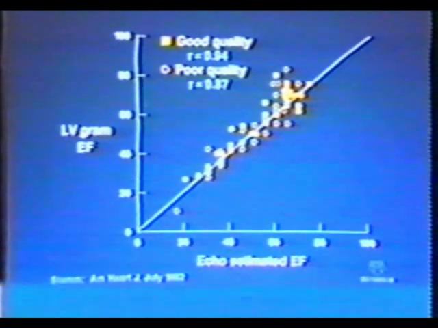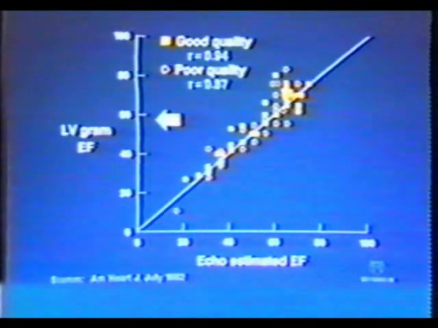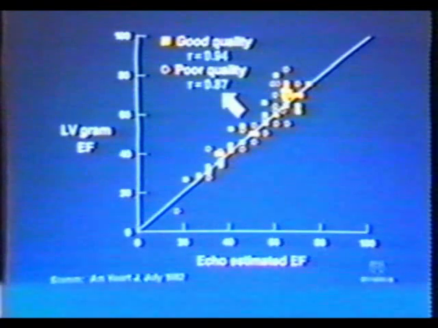In cases when the image quality is suboptimal, we provide a visual estimate of the ejection fraction after evaluating the LV from multiple tomographic views. We actually report a range, such as 40 to 45%. Stam et al. compared echo-estimated ejection fractions to the ejection fractions calculated from contrast ventriculography. An excellent correlation was obtained, even when the images were suboptimal.